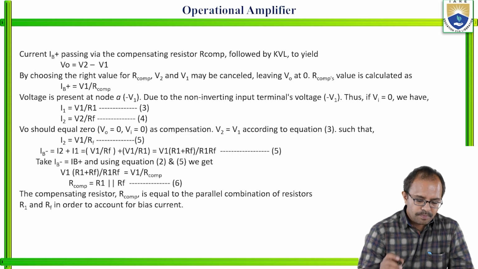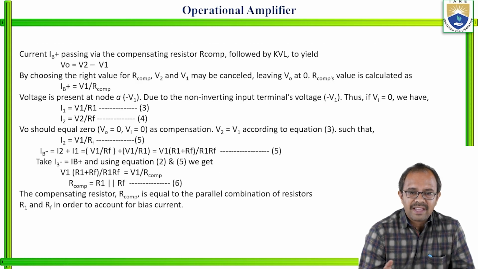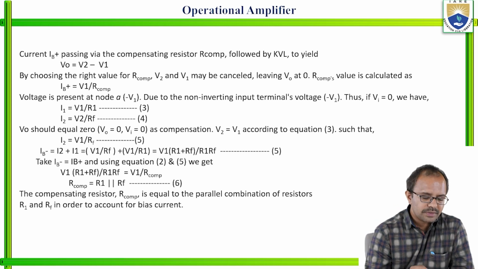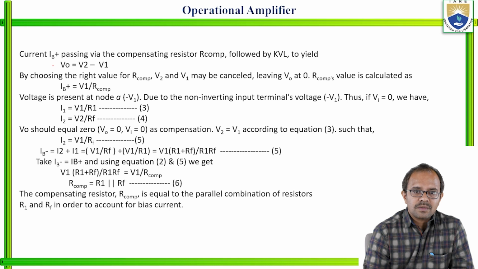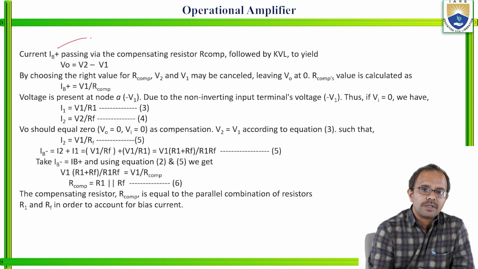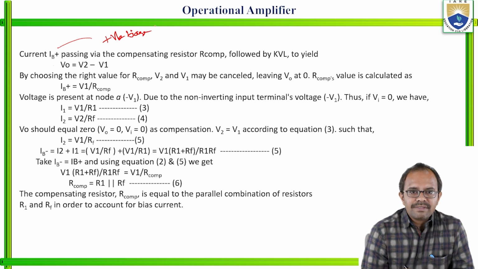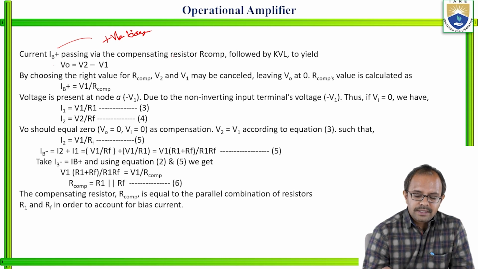If you apply some KVL expressions, you can see the analysis. What are we going to see here? Current IB plus. What is IB plus here? This is the positive bias current, which is present at the non-inverting terminal, right?